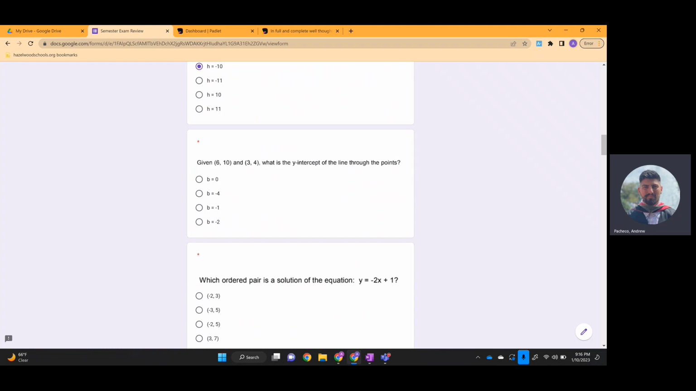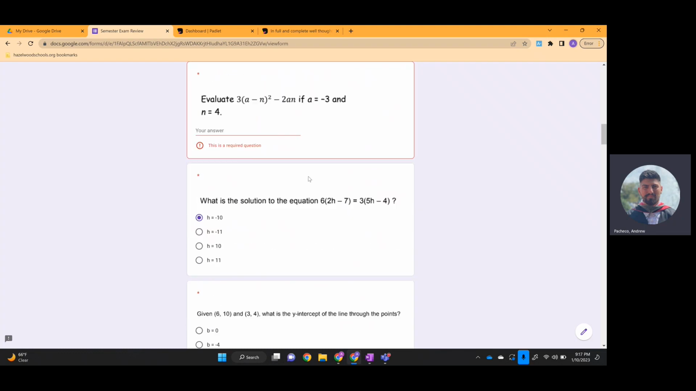This question is a little bit different. I want to go back to our Padlet. I know we did a Padlet in the beginning of class, and I want to go back to it right now. For this question, it says, given (6, 10) and (3, 4), what is the y-intercept of the line through the points? So we're trying to come up with our y-intercept for the two points. For the two points, you come up with your equation. After you come up with your equation, you should be able to tell me what the y-intercept is.